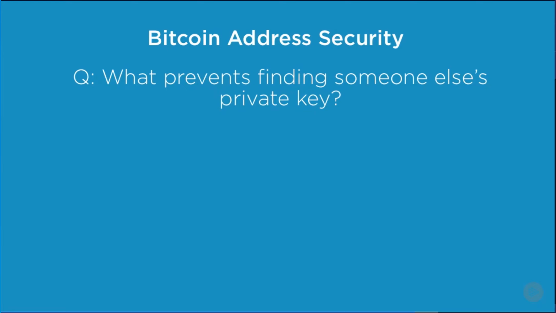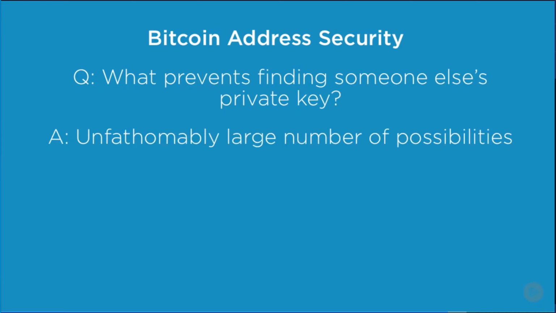Let's return to the question I asked earlier. If creating a Bitcoin address is just picking a random number, how do you avoid picking a random number someone else has already used, and what would happen if you did pick it? Since that original random number is the private key, you would be able to spend any funds sent to that address. But this is incredibly unlikely because there are so many possible addresses.